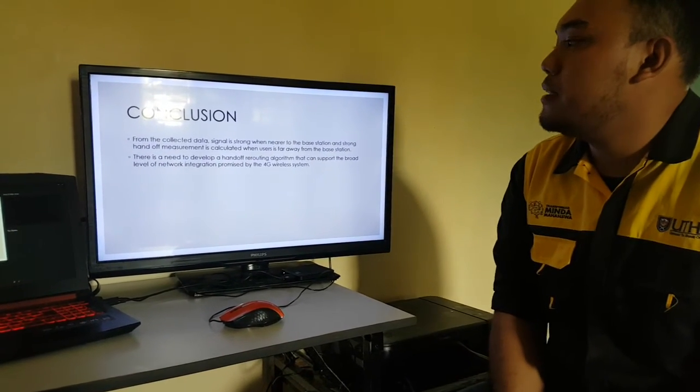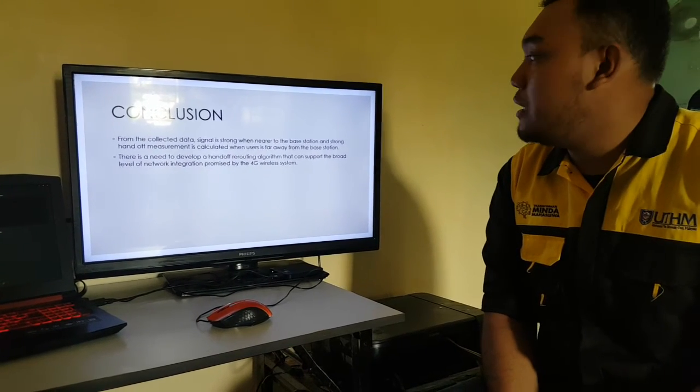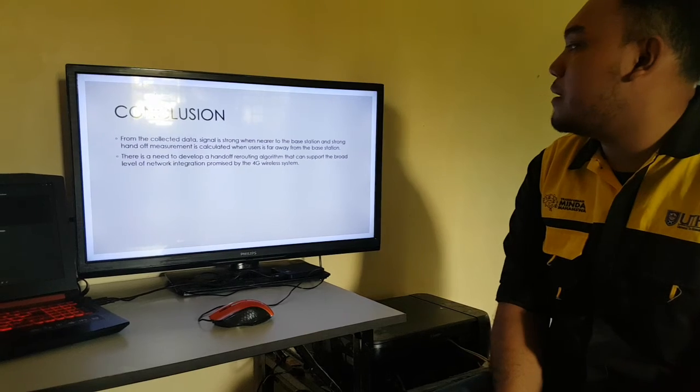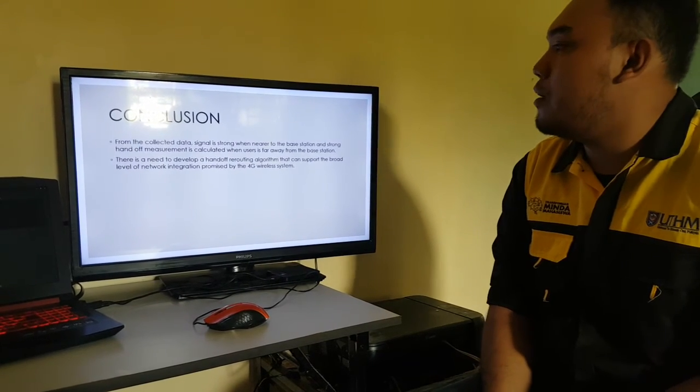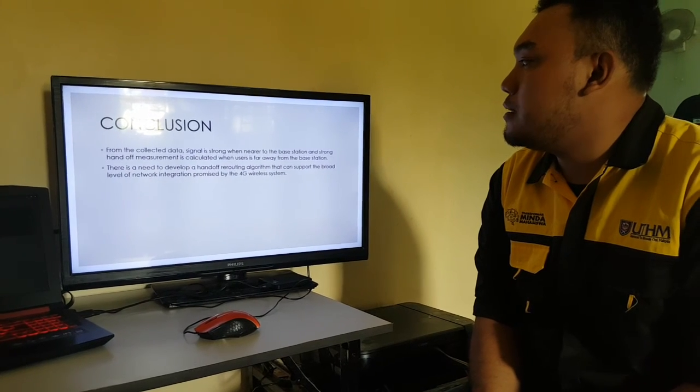Another conclusion is that there is a need to develop a hand-off rerouting algorithm that can support the level of network integration promised by the 4G wireless system.